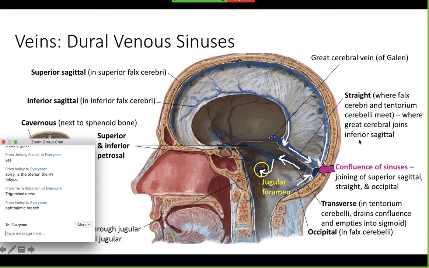And then you have this great cerebral vein of Galen right here, which is draining into the straight sinus along with the inferior sagittal sinus. And then these are going to come together to form the confluence of sinuses. She has this one in pink, and this may have been one that we were asked about. So the superior sagittal, the straight sinus, and then the occipital sinuses are coming here to form the confluence of sinuses.